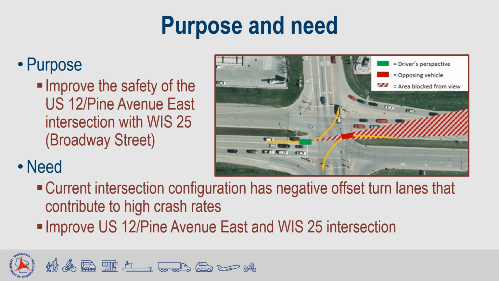Drivers making opposing left turns are unable to adequately see around each other. Opposing left-turning vehicles obstruct the visibility of oncoming cars. Let's discuss left turn offsets further on the next slide.